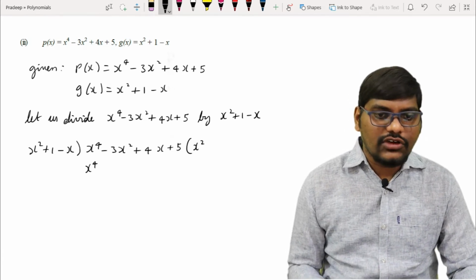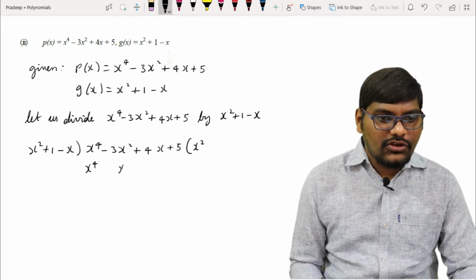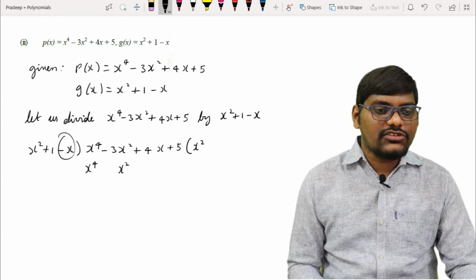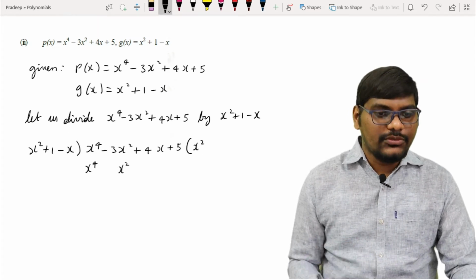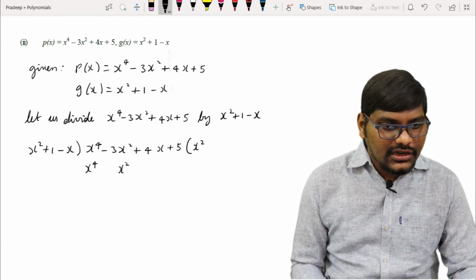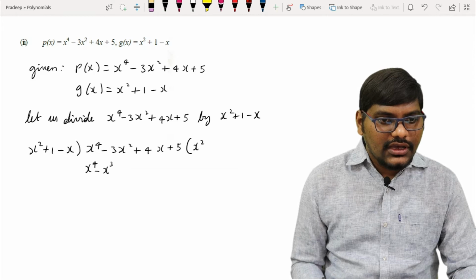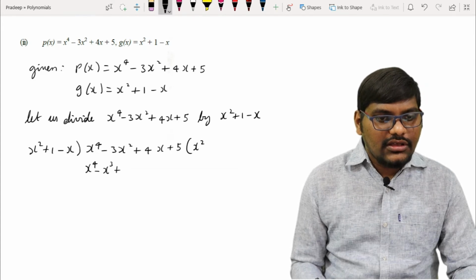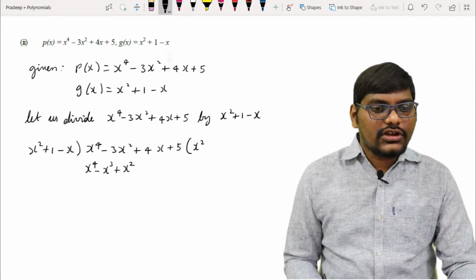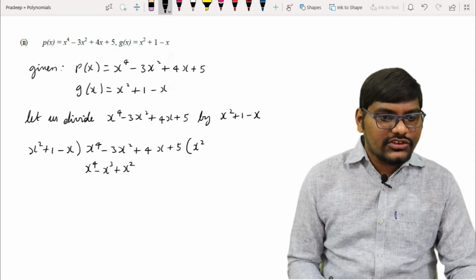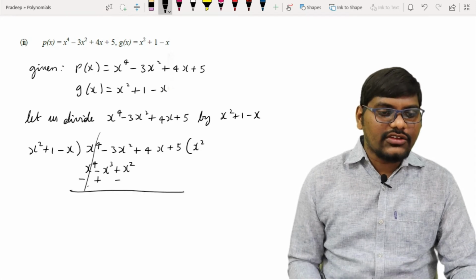So this 1 also I'll just multiply with this x square. So 1 into x square is only x square. And this x also I'll just multiply with this x square. So x into x square is x cube. So I'll be just writing over here, this is minus x cube. This I'll just move a little, plus x square. Okay, so now we could just cancel this. So this is minus, this is plus, and this is minus. So these both get cancelled.